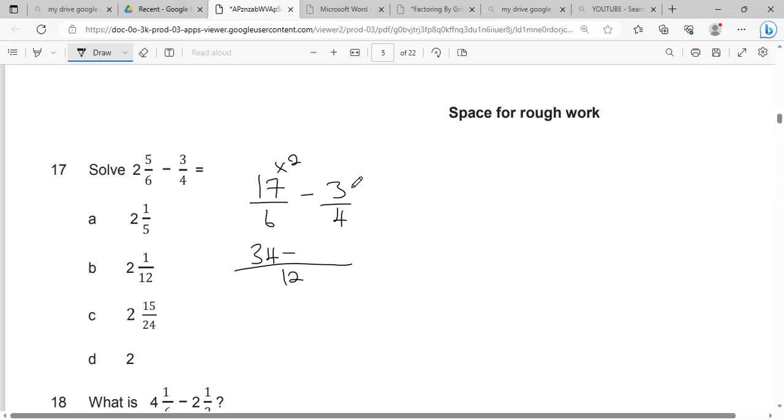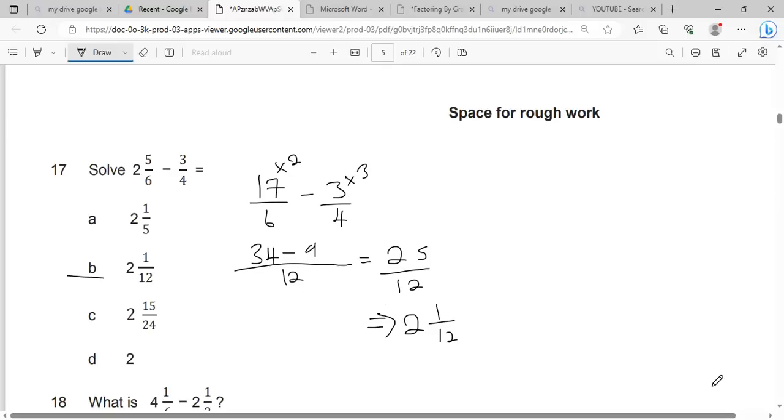4 into 12 goes 3 times. 3 times 3, 9. So we need to subtract 9 from 34. If it's 10, it'll be 24. So it'll be 25 over 12 then, yeah. 9 and 5, 14, yeah. All right, so that means 12 into this goes 2 times, 2 12s are 24, right? Remainder 1 over 12. So that would be B.